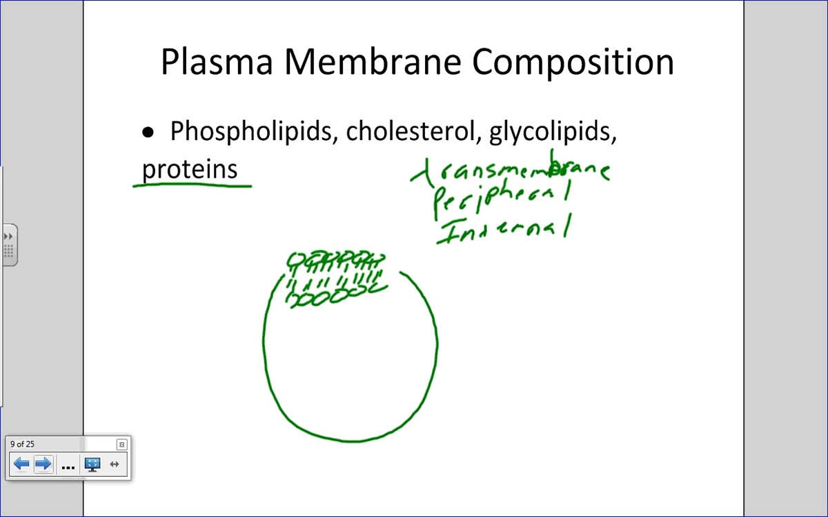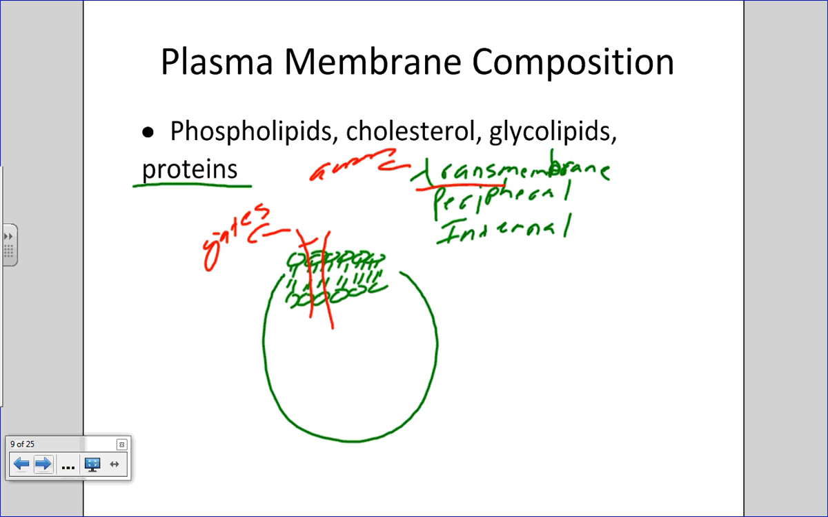So if we take a look at this plasma membrane, there are going to be proteins. When we say transmembrane, remember the word trans means across. So there are some proteins that travel all the way across, or all the way through, the entire membrane. As a result, typically these are gates, and I'm going to talk more about these in depth later on.